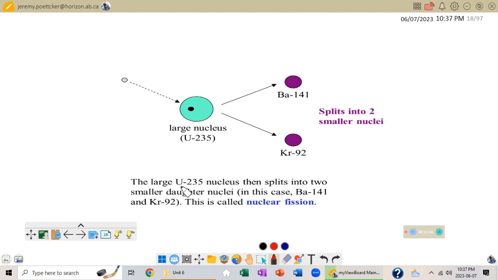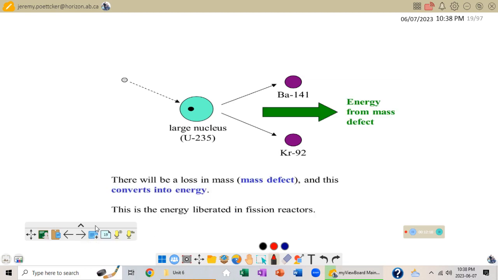In the case of uranium-235, the nucleus then would split into two smaller daughter nuclei. In this case, barium-141 and krypton-92. This is called nuclear fission. Now, do you have to be able to predict these? No. But if I gave you one, you should be able to predict the other. There will be a loss in mass. This is called the mass defect. And this mass is converted into energy. And this is the energy that is liberated in fission reactors, as well as atomic bombs.